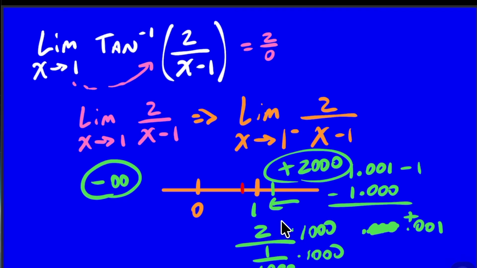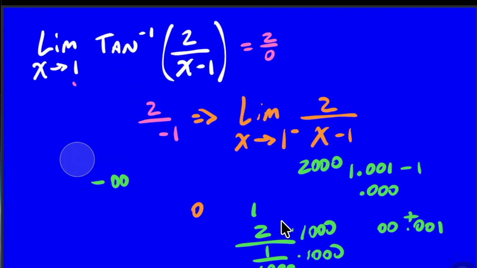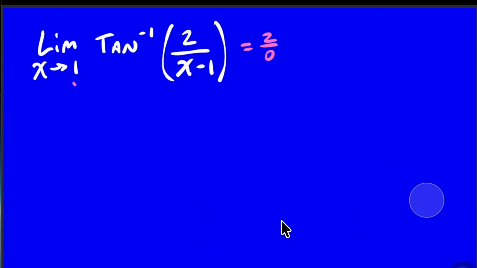Okay, so we know that that limit does not exist. Therefore, we cannot bring this limit inside and do it like we did the previous problem. So let's talk about how to approach this limit.